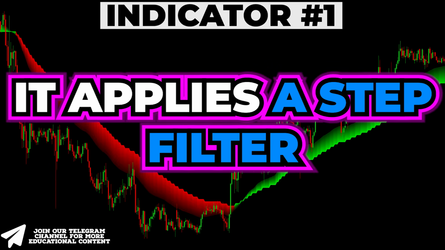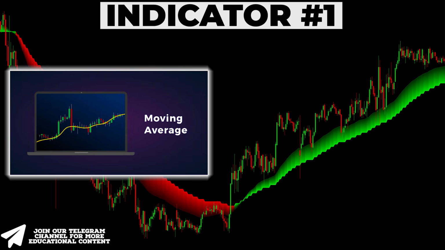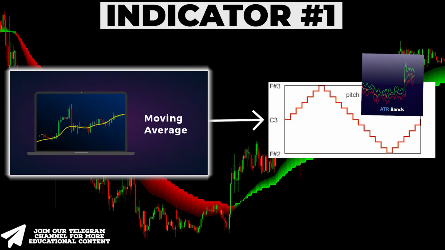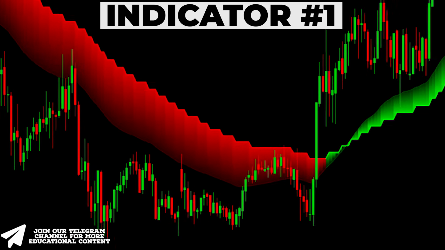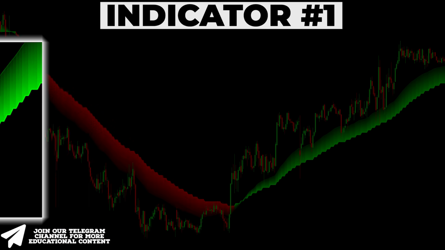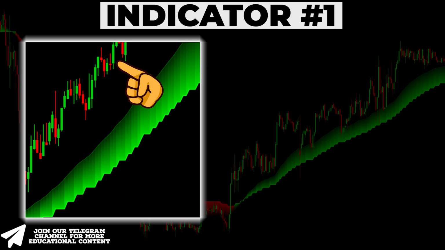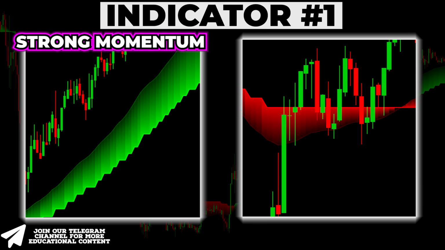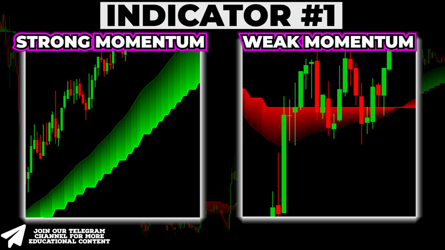In the next step, it applies a step filter that transforms the moving average into discrete steps scaled by ATR. And you can clearly see those steps right here on the chart. They appear only when the move is meaningful, indicating that we have strong momentum in the market. Otherwise, the indicator displays a horizontal line, indicating insignificant movement typically seen in a ranging market or near a reversal.